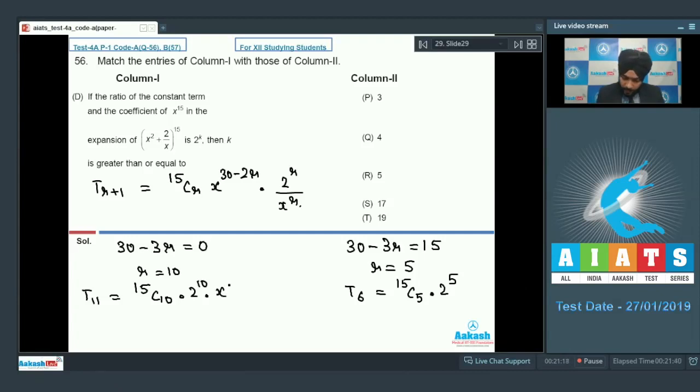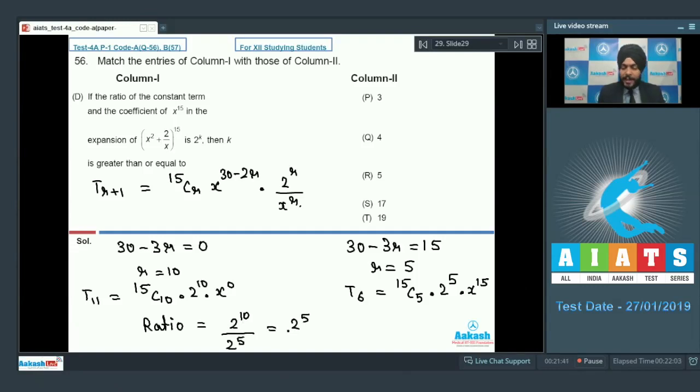Over here it is x power 0, over here it is x power 15. What is the ratio of coefficients? So the required ratio is 15C10 into 2 power 10 upon 15C5 into 2 power 5. 15C10 and 15C5 are equal to each other by the property nCr equals nC(n minus r). So we have the answer as 2 power 10 upon 2 power 5. So simply it is 2 power 5.